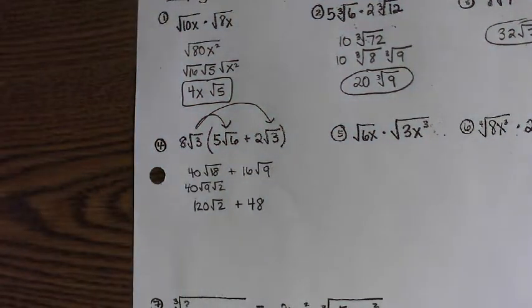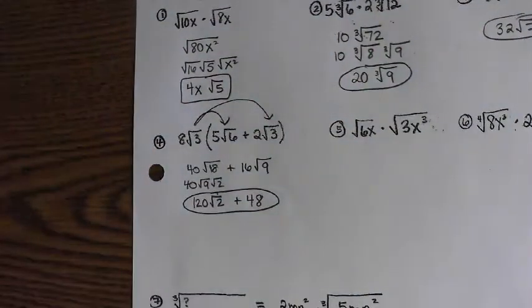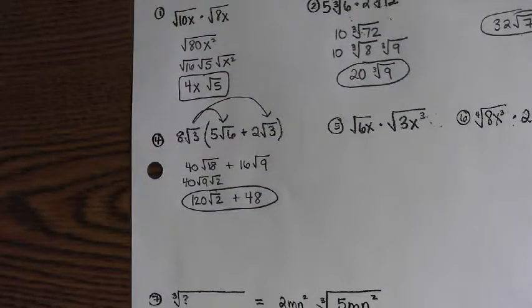Okay. And from here, what do you think, Corey? Very good. He didn't fall for my trick question. Do not add the 120 and the 48. That's 120 root 2 plus 48 root 1, technically. And those are not like radicals.